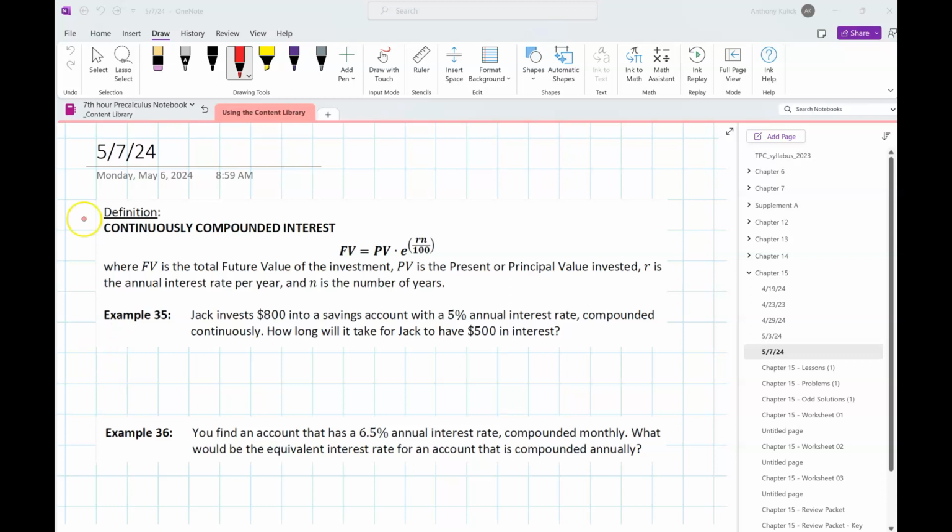All right. So we're going to pick up kind of where we had left off with 15.5, talking about financial mathematics. This will be the end of chapter 15 today. So up to this point in chapter 15, we had talked about simple interest. We've talked about compound interest. And today we're going to start by talking about continuously compounding interest.